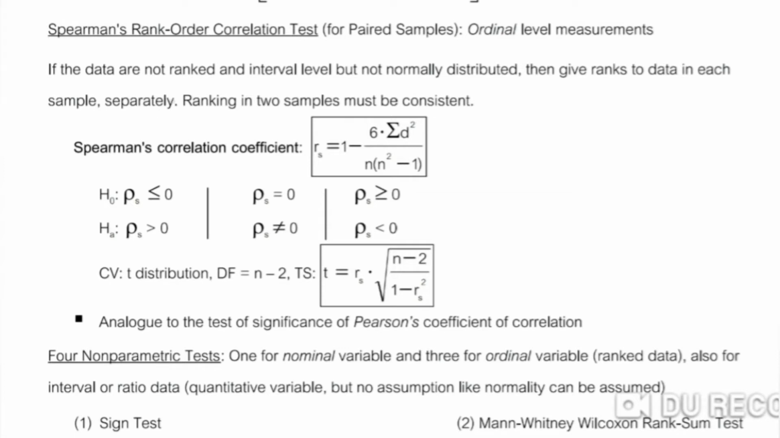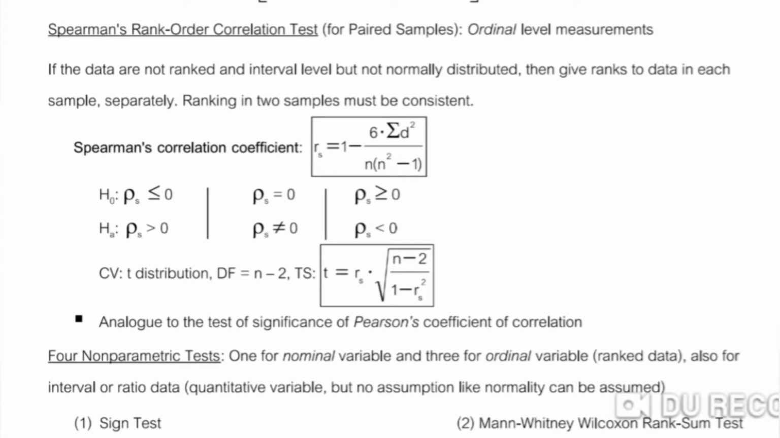If the data are at interval level but not normally distributed, then give ranks to data in each sample separately. Separately is important, not like Kruskal-Wallis ANOVA, not like Wilcoxon test. We have to do ranking 2 times, 1 to n in sample 1, after that 1 to n again in sample 2, like this 2 times. Ranking in 2 samples must be consistent.